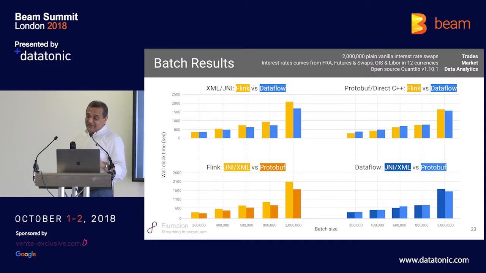The bottom graphs are essentially the sensitivity of moving from XML JNI to protobuf. The left-hand side is Flink's behavior. The right-hand side is Google Dataflow's behavior. Google Dataflow being such an incredible animal, as it were, you don't pay a huge penalty when switching from XML to protobuf. On-premise, yes, when you see that overhead of XML JNI and all the parsing that goes on with XML, there is a penalty to pay, and that's what's coming out in the graphs.